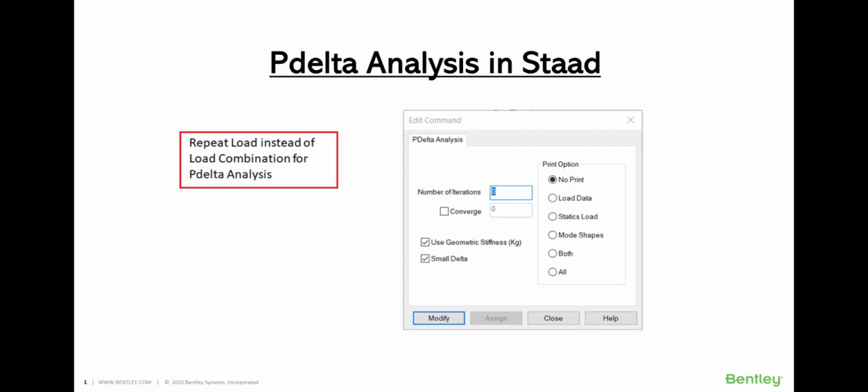Another point to note is, if you check the P-delta small option in the dialog box, both the large and the small delta are considered. And if you uncheck the button, then only the large delta is considered in the analysis.